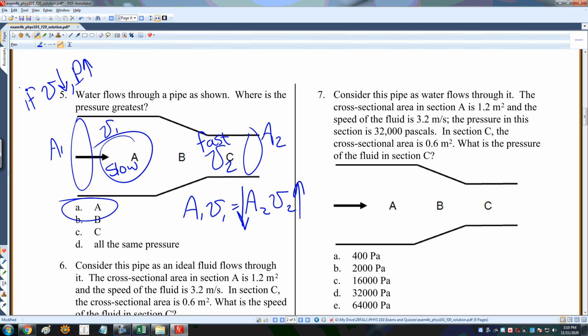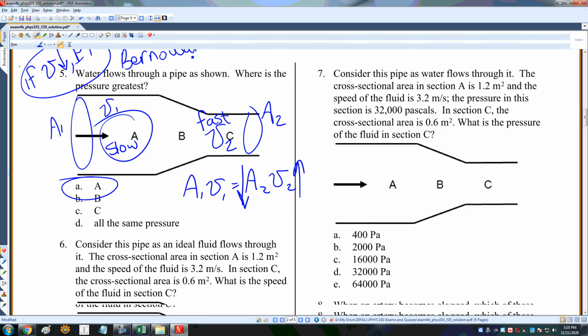And then this is the Bernoulli principle. It's an application of Bernoulli's principle. That is that if the velocity decreases, the pressure increases, and vice versa. If the velocity goes up, the pressure goes down.